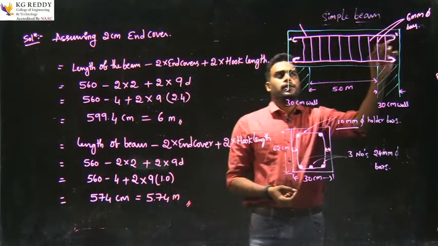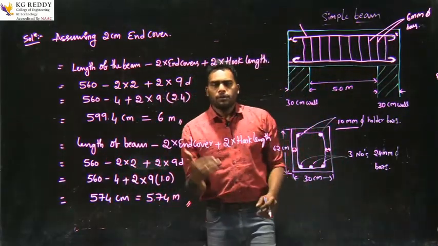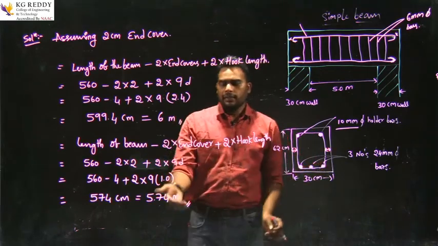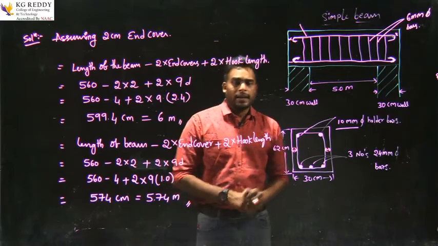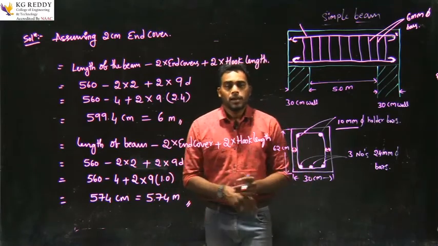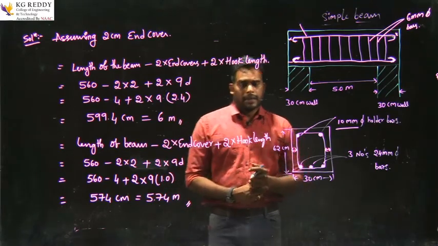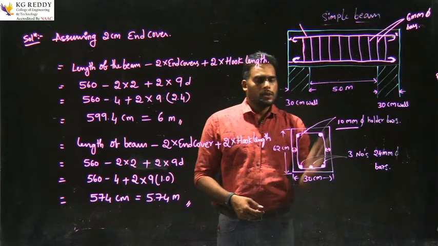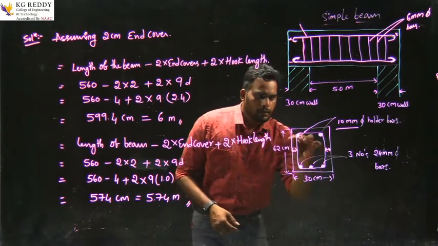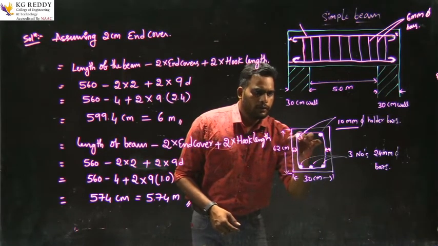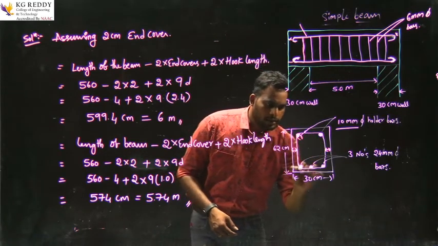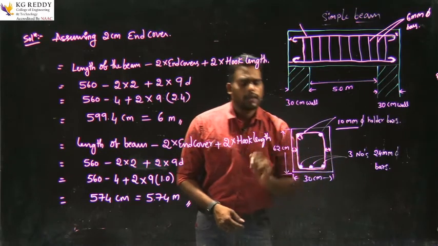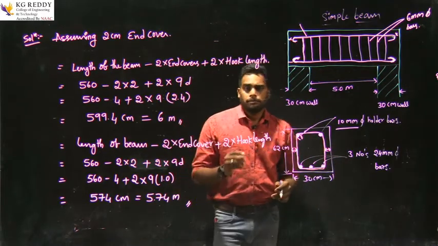This is the length of the holder bar. Up to now we calculated the length of the main bars and the length of the holder bars. Next we need to find out the length of the stirrup. These all are the stirrups. This is the length of the stirrup, and we need to find out this length. How will we find it? We have one formula to find out the stirrups.